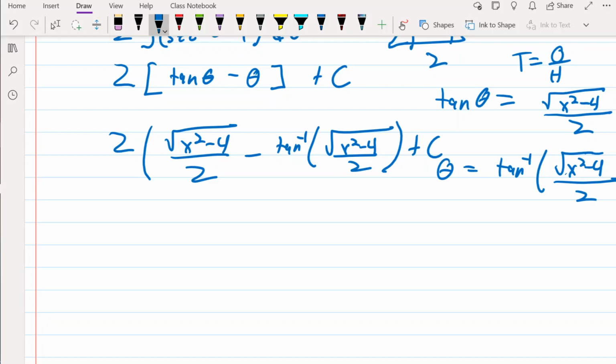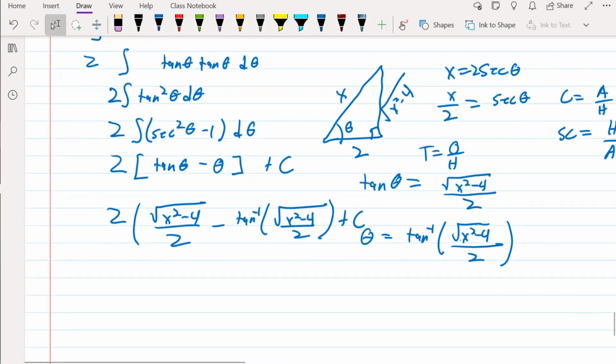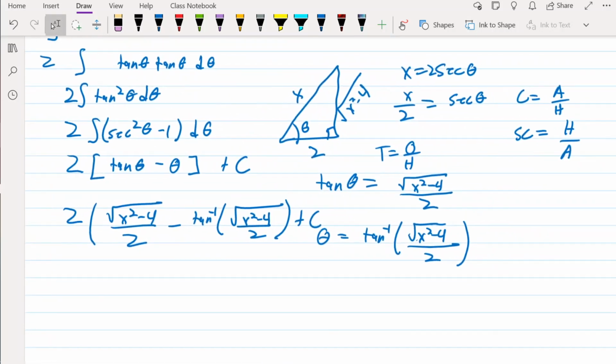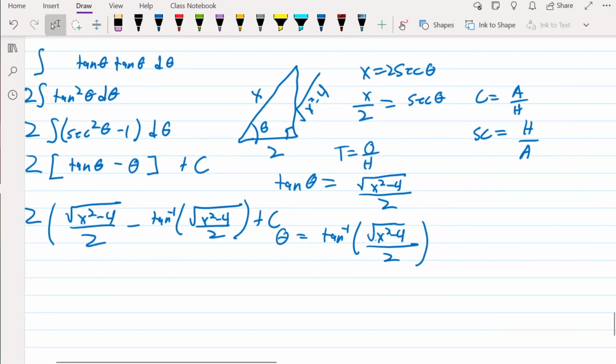Actually, is it an issue? Yeah, I believe so. Go back to x over 2 equals secant theta. And right here, that's how you solve. So you would have to solve for theta in that equation. Okay, that kind of makes sense. But I don't know why it exactly would have to be exclusive to that.